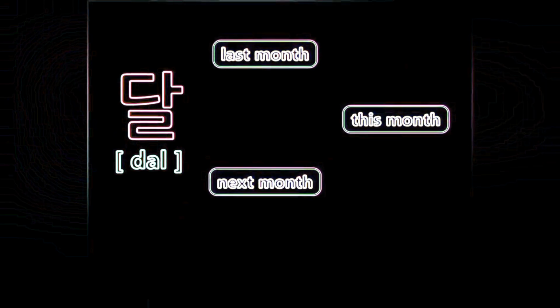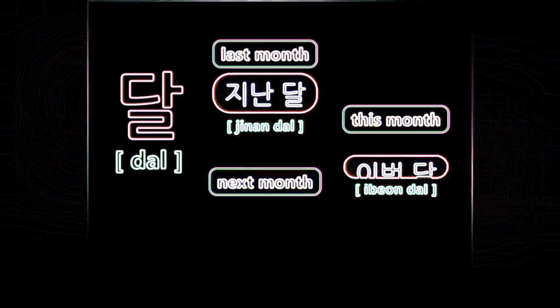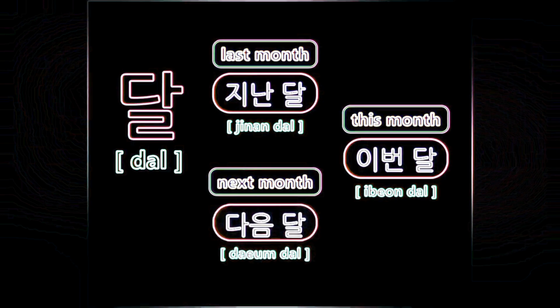You can also use 달 for saying last month, this month, and next month. 지난달 means last month. 이번 달 means this month. 다음 달 means next month.